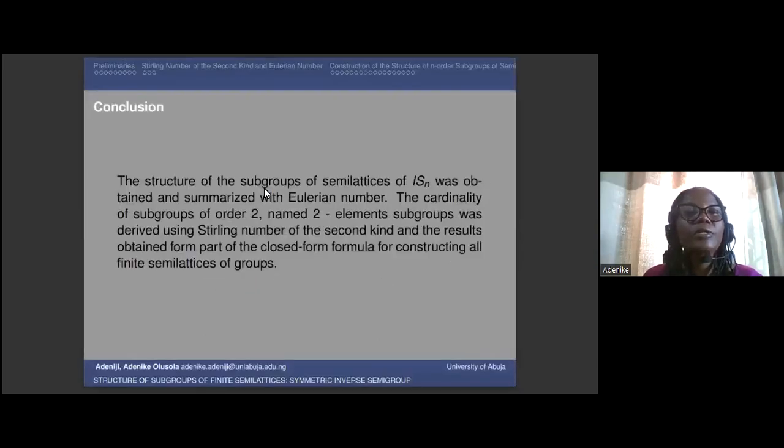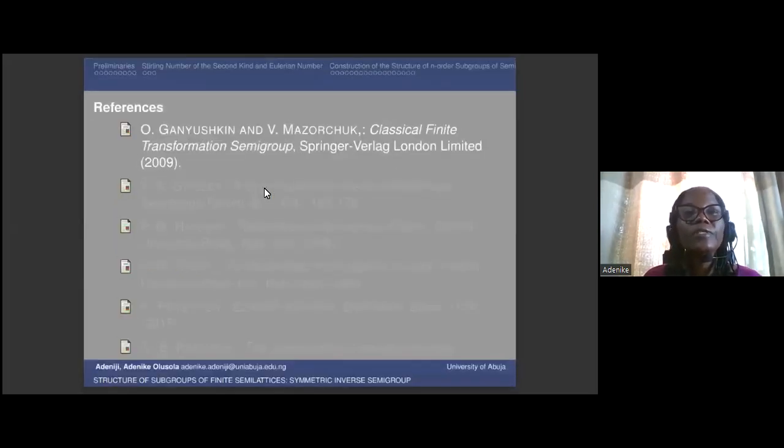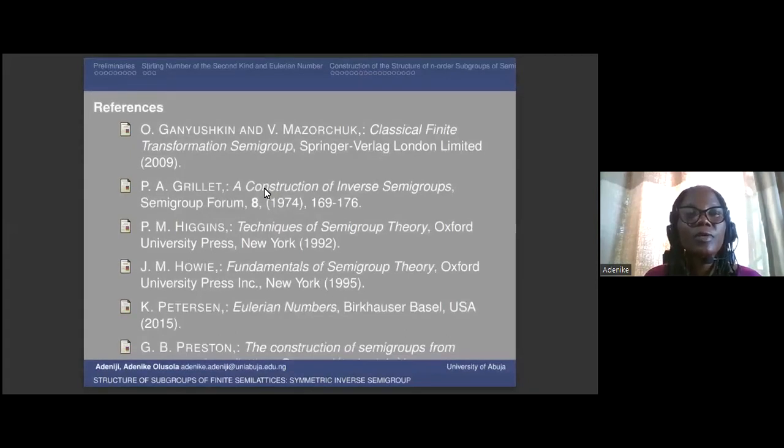So the conclusion is that the structure of the subgroups of semilattices of ISN was obtained, and then we summarize the structure using Eulerian number, and the cardinality of subgroups of order 2 was derived using Stirling number of the second kind, and we also showed some results that form part of the closed form formula for constructing all finite semilattices of groups. So the references are as follows, as you can see here.